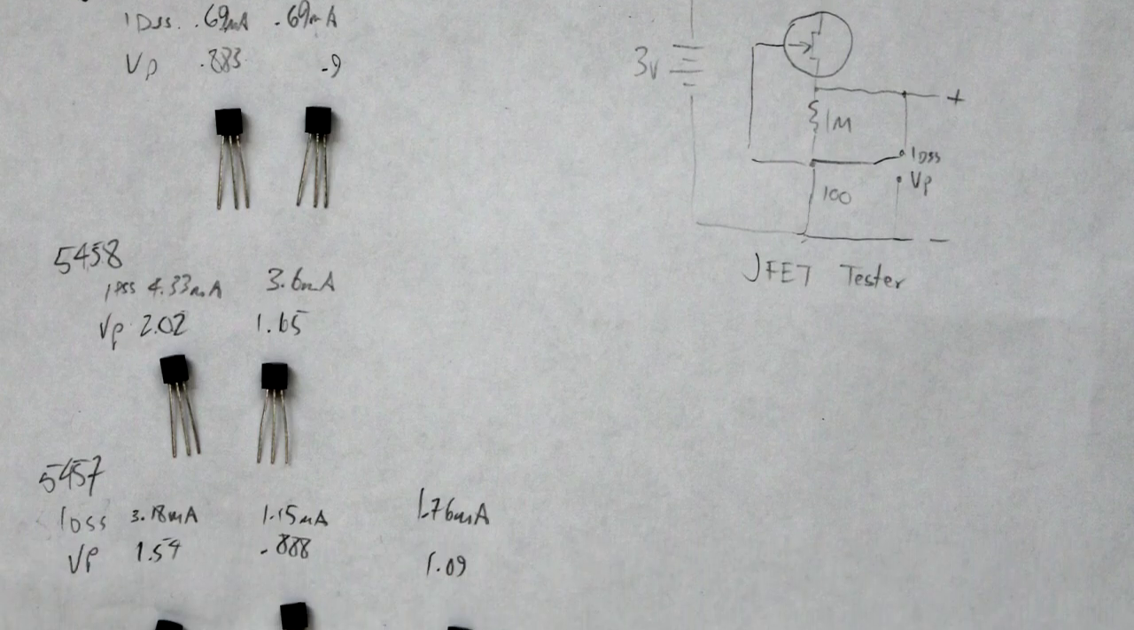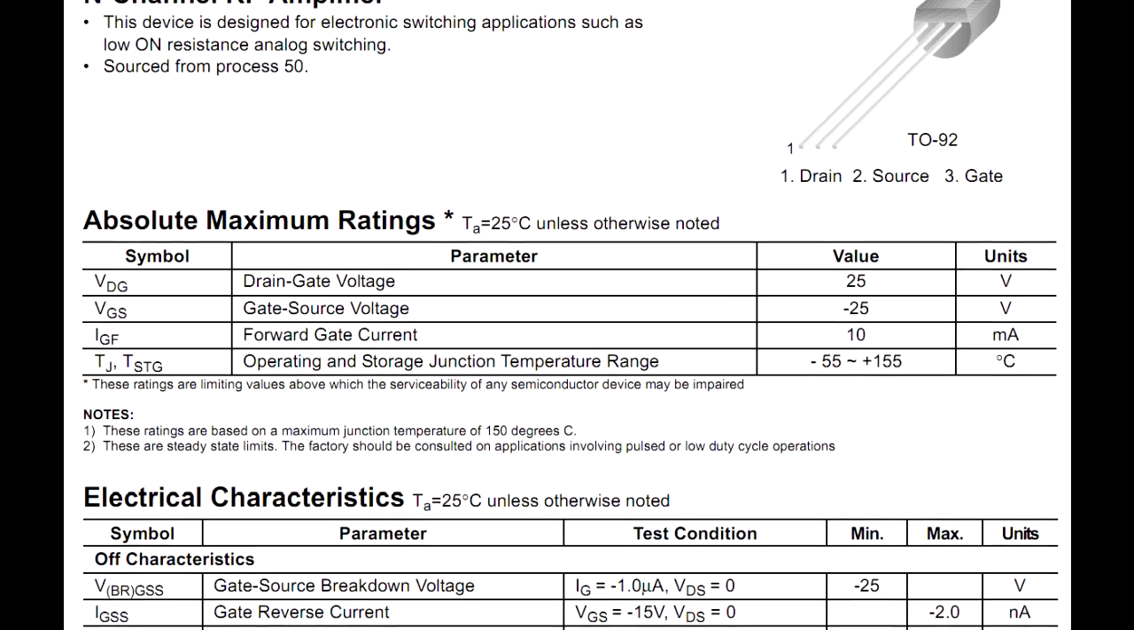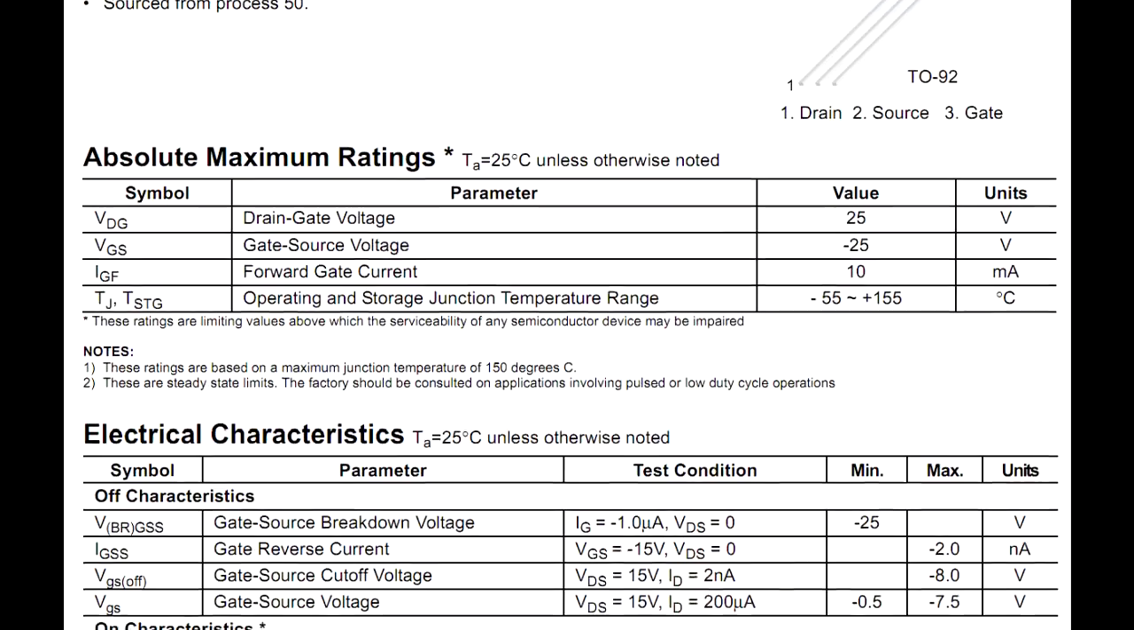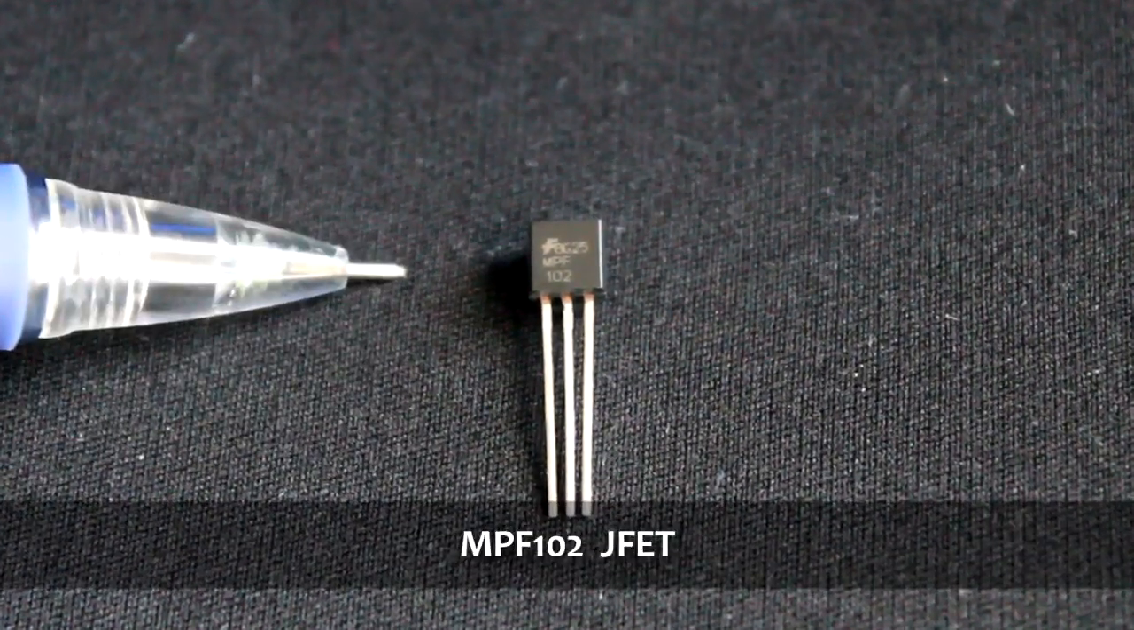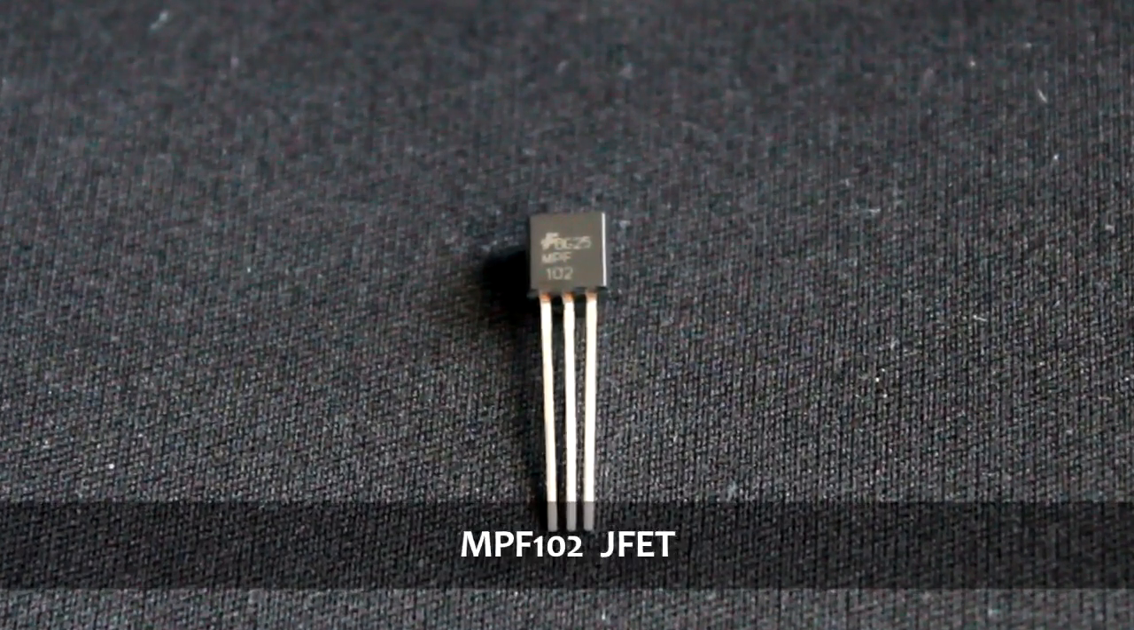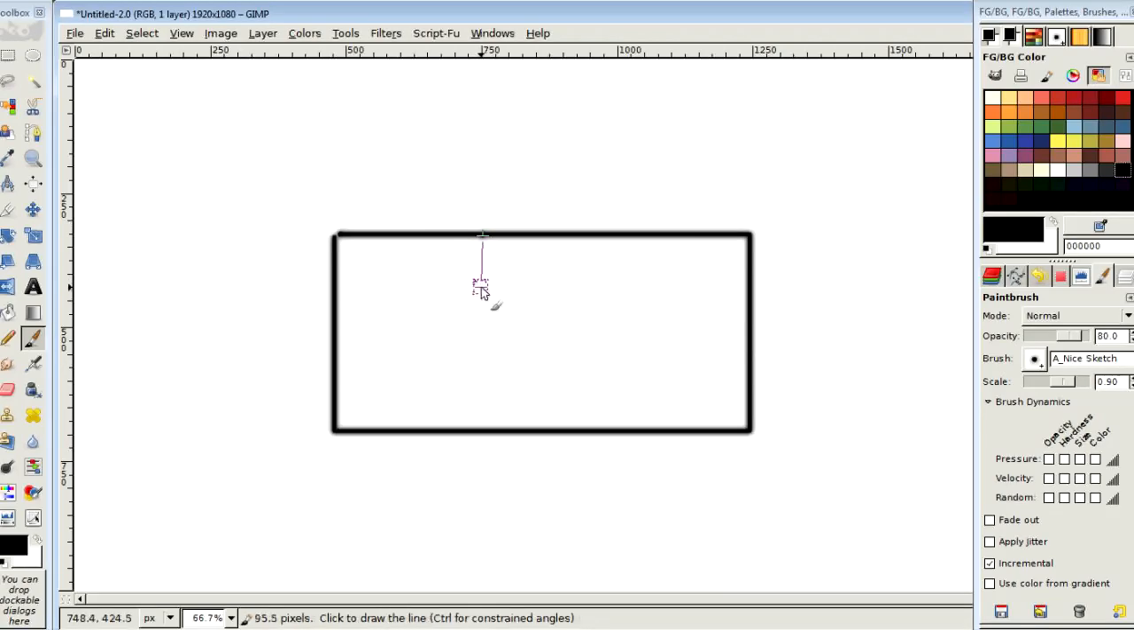They all have slight differences, even two parts with the same model number sometimes, so you just got to check the data sheets and maybe do some measurements. I'm going to go ahead and use the MPF 102 here because it's very commonly available and it has a pretty forgiving wide operating range. I'm going to diagram a JFET so that we can visualize how it works.